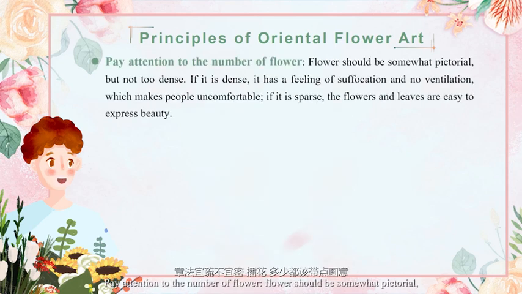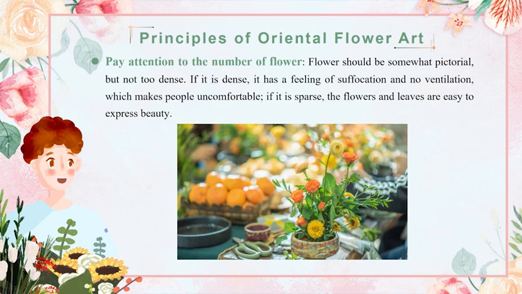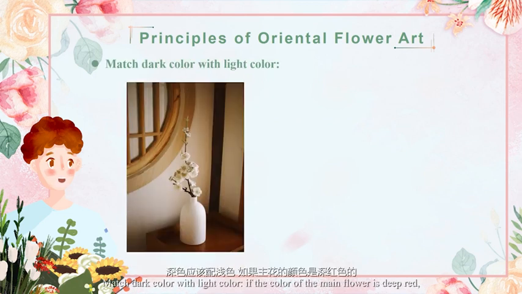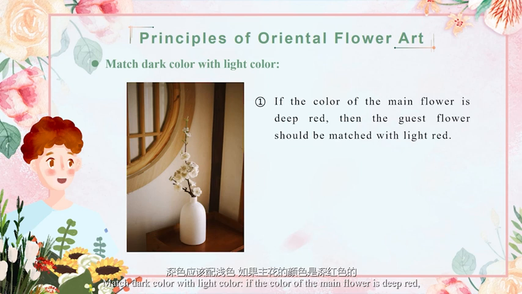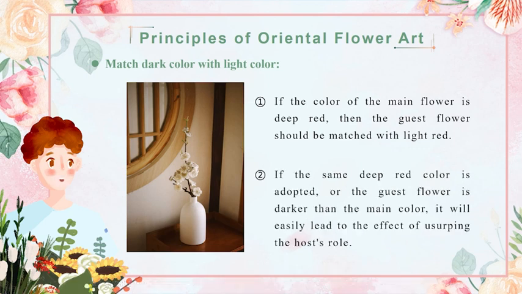Pay attention to the number of flowers. Flowers should be somewhat pictorial, but not too dense. If it is dense, it has a feeling of suffocation and no ventilation, which makes people uncomfortable. If it is sparse, the flowers and leaves are easy to express beauty. Match dark color with light color. If the color of the main flower is deep red, then the guest flower should be matched with light red. If the same deep red color is adopted, or the guest flower is darker than the main color, it will easily lead to the effect of usurping the host's role.